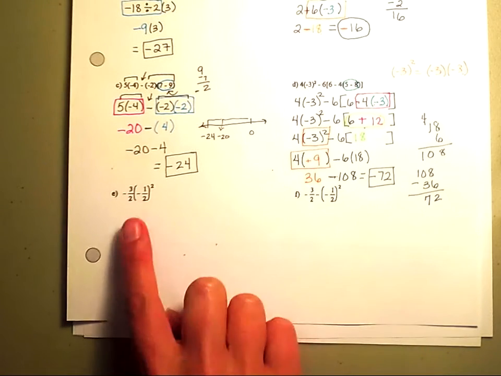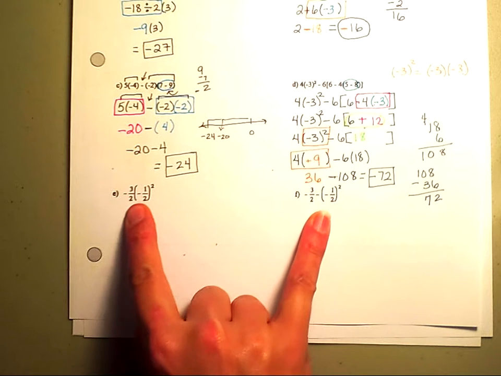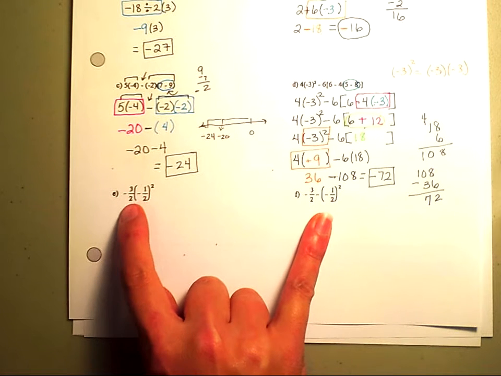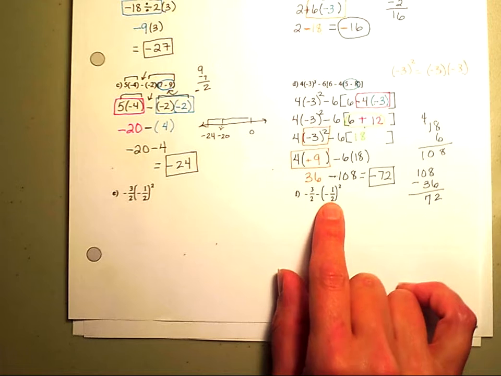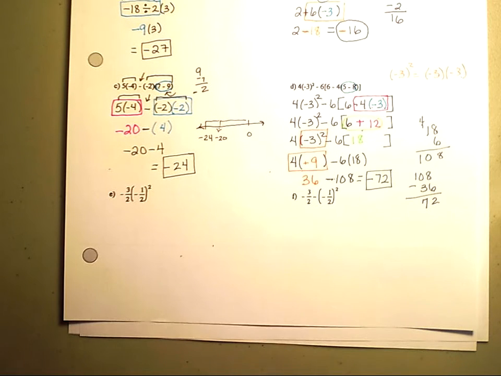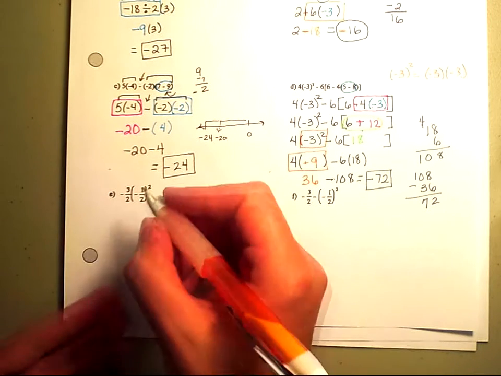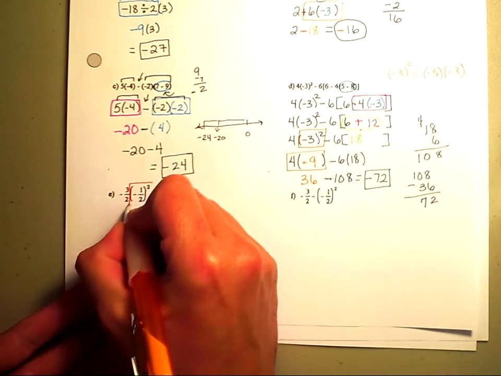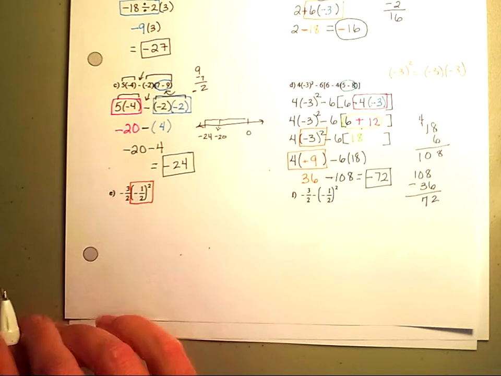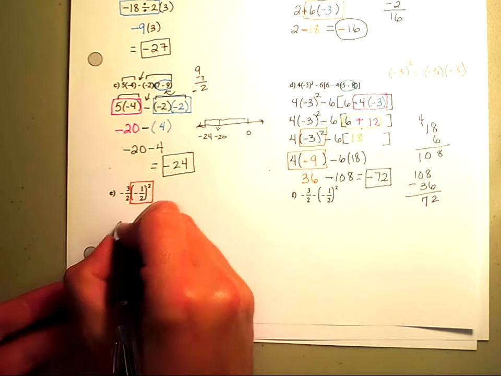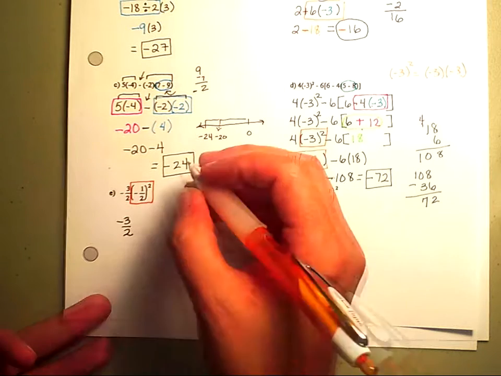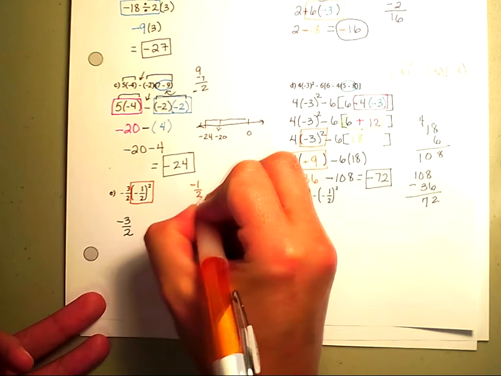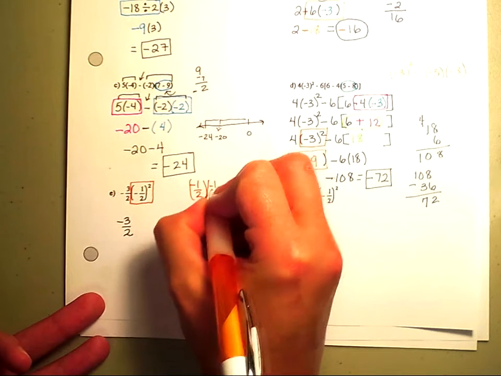Now notice how similar these next two examples are. However, this one's a multiplication, and this one has a subtraction in between. So we'll see how these look different. The first thing we will deal with, since the parentheses are simplified, is the exponent. So negative 3 halves times, and remember negative 1/2 times negative 1/2.